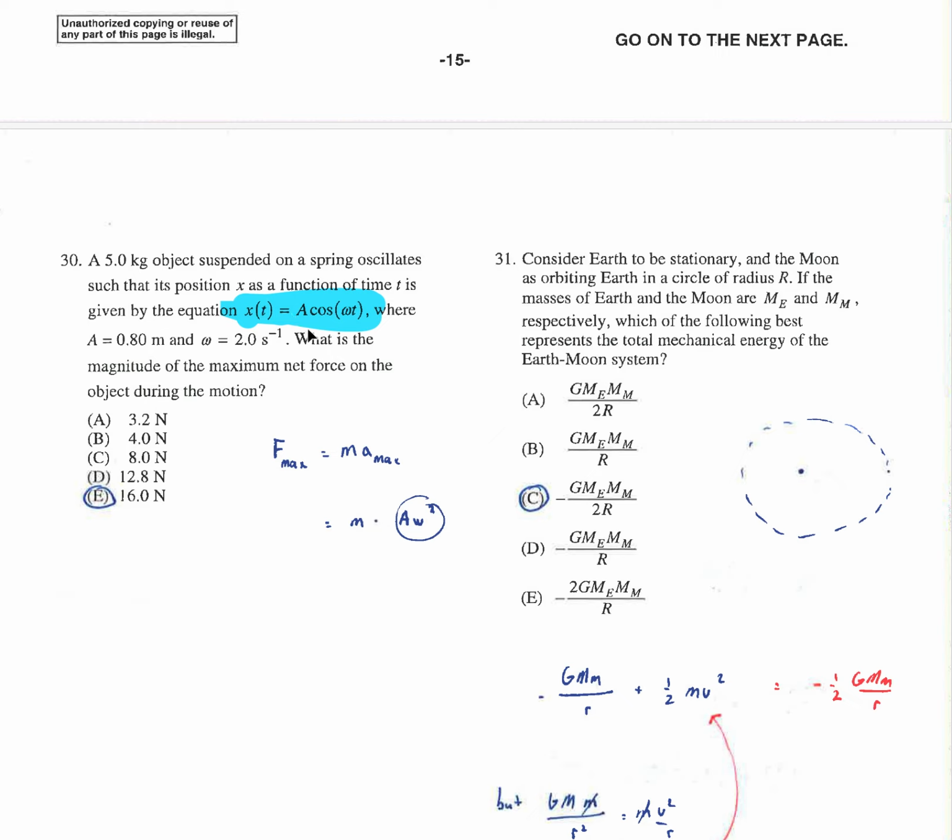And so if we have acceleration, remember we know acceleration is this, A omega squared. If we just multiply by mass, we can turn it into force. Again, I get it, they're kind of trying to trick you. They give you position and they want force, but with position, you can find velocity and acceleration, and with acceleration, you can multiply by mass to find force.